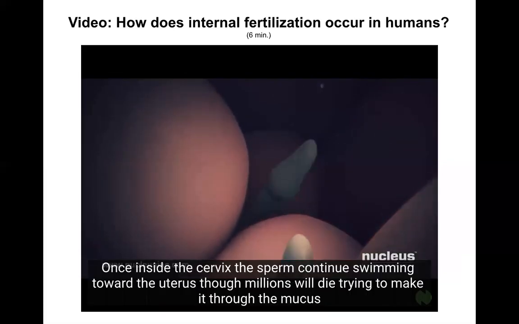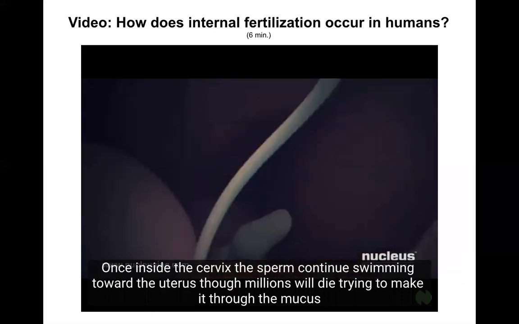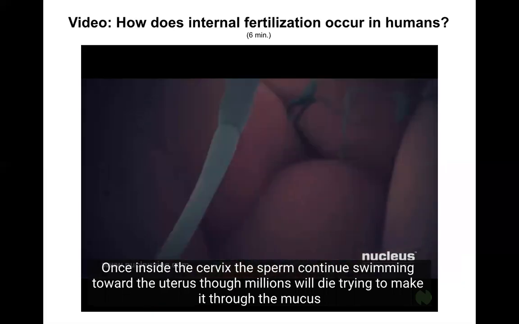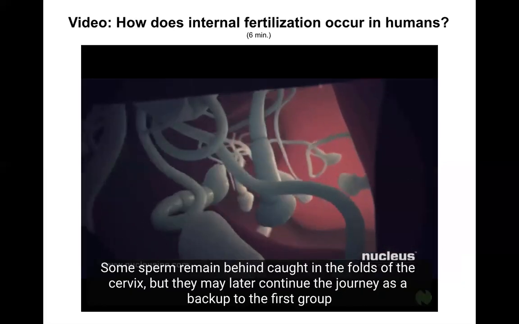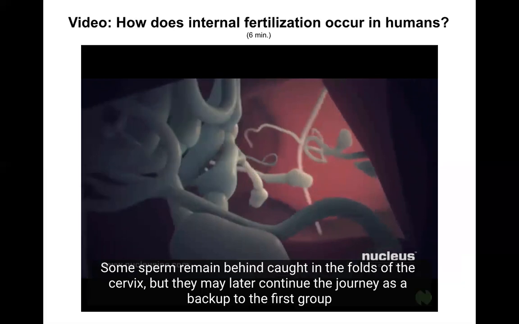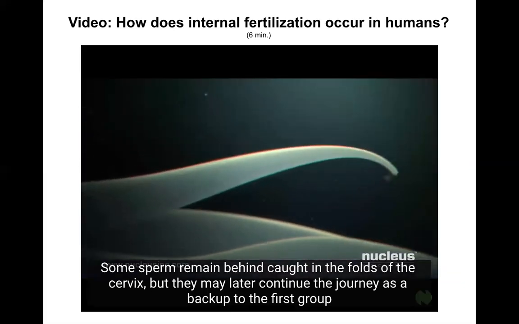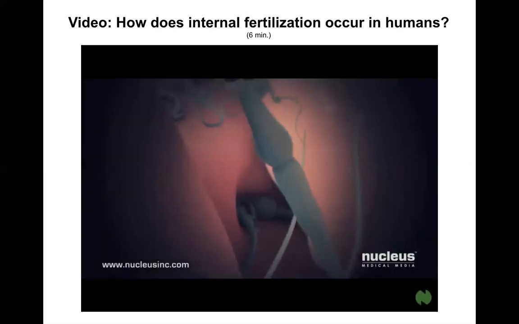Once inside the cervix, the sperm continues swimming toward the uterus, though millions will die trying to make it through the mucus. Some sperm remain behind, caught in the folds of the cervix, but they may later continue the journey as a backup to the first group.